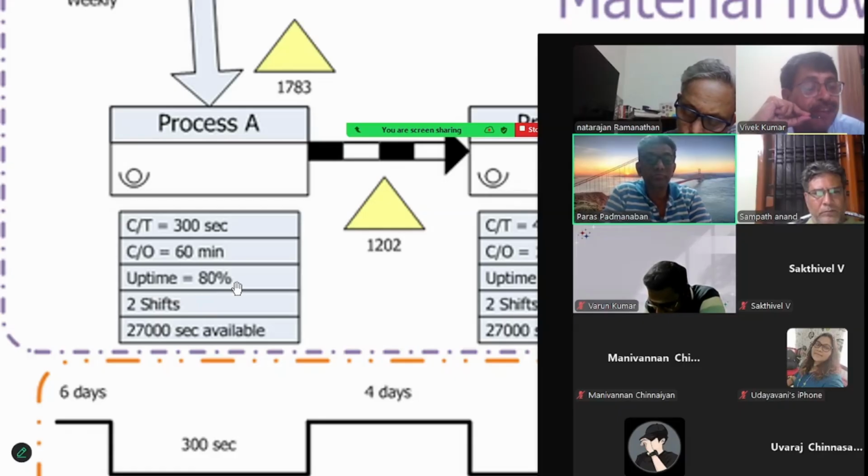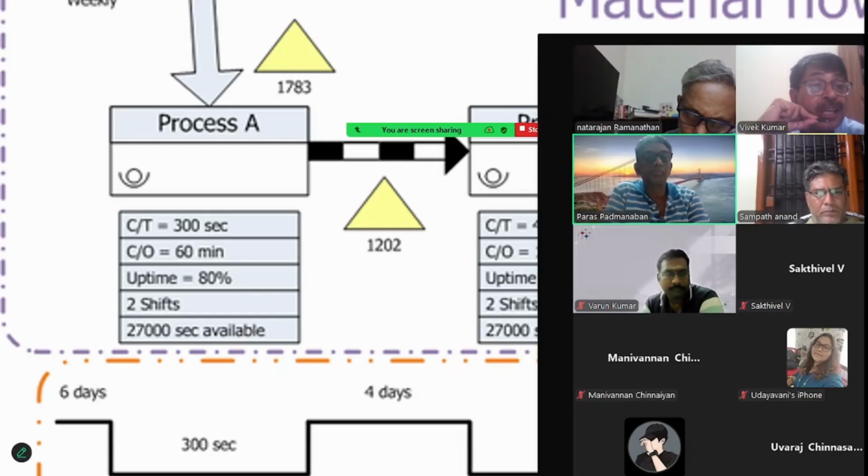So this study goes on for 3-4 days. You cannot really comment on one day's performance. We will have to study this machine or this process stage for 3, 4, 5, 6 days. And then we can say, on an average, the changeover takes 60 minutes, and on an average, the uptime is 80%. And this machine is being run for 2 shifts and these many seconds are available. All that we discussed. So this is how we create a data box.